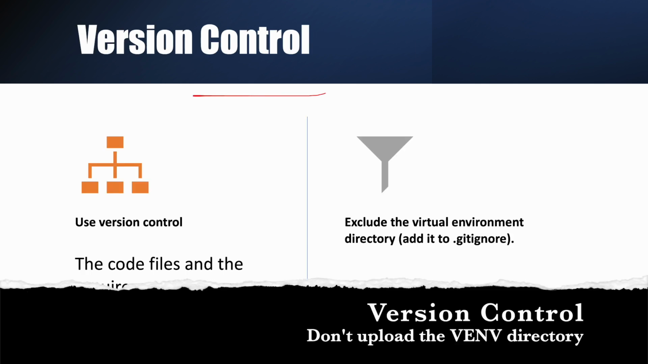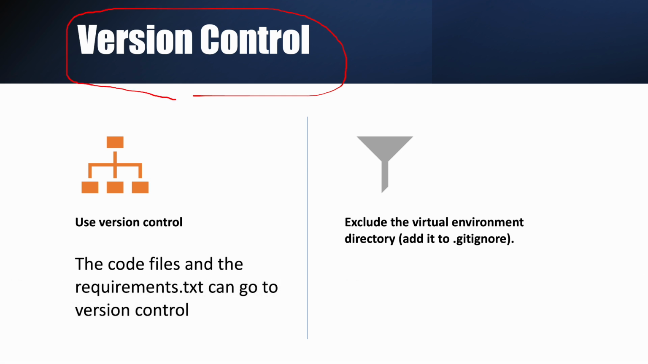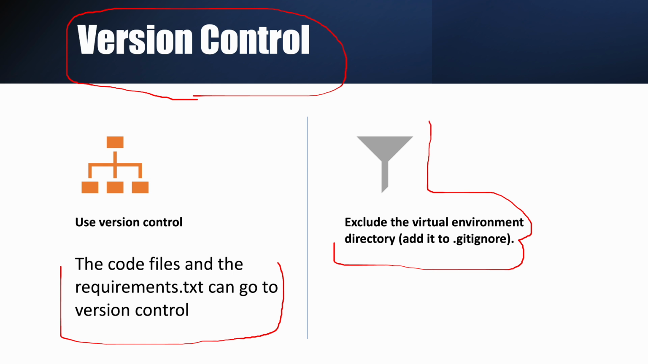Another important thing here is that when you are version controlling your project, you would be version controlling the code files and the requirements.txt file. But remember that you have to exclude the virtual environment directory, because all those package files you don't want to source control or version control. So this one you can add to the .gitignore.